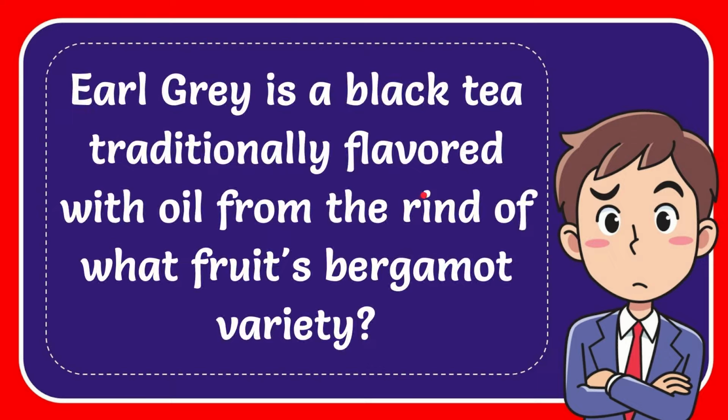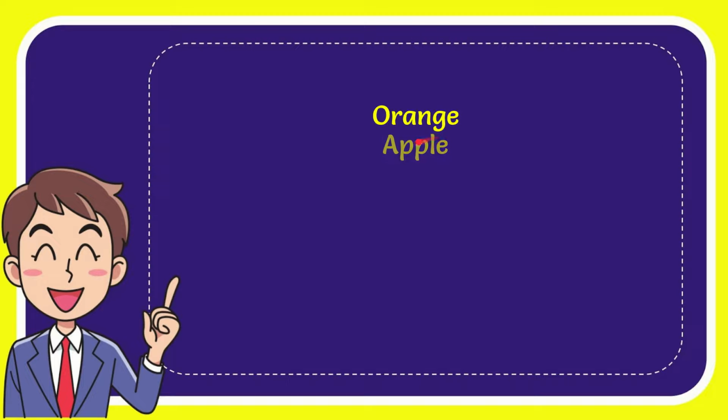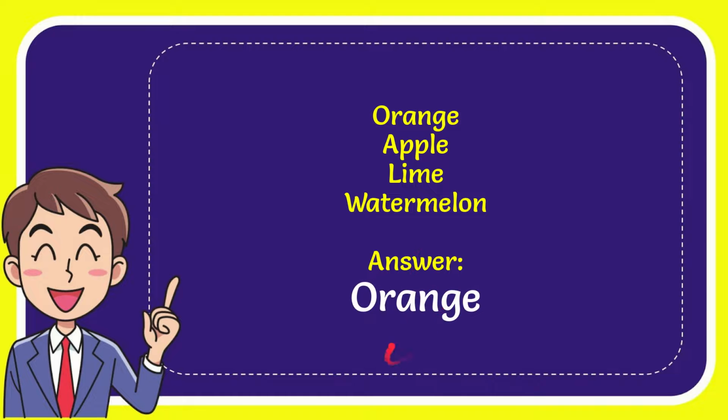In this video, I'm going to give you the answer to this question. The question is, Earl Grey is a black tea traditionally flavored with oil from the rind of what fruit, bergamot variety? Well, now I give you the answer to this question. The correct answer for the question, well, now I give you a list of the options. First option is orange, second option is apple, third option is lime, and the last option is watermelon. And the correct answer for the question is orange. That's the answer for the question.